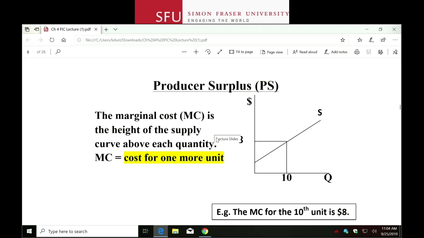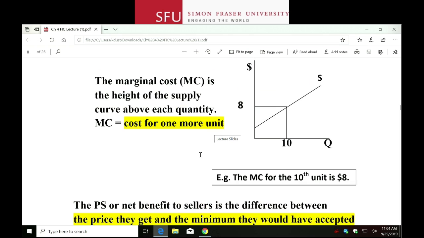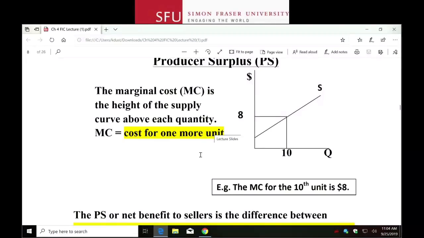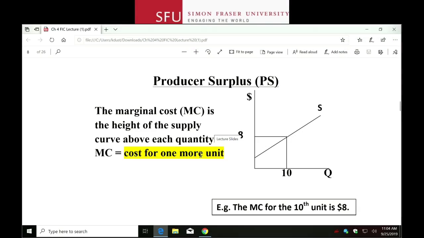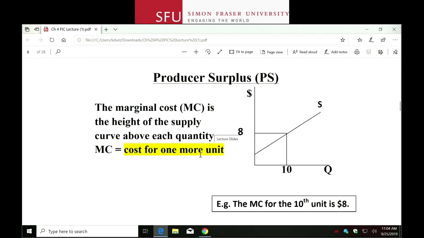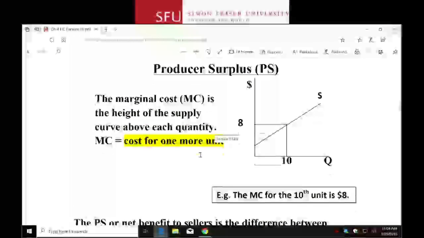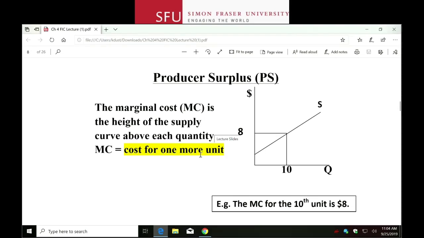All right, now the supply curve, oh, I don't know why that's there. What's that there? I don't know why it says lecture slides. Won't go away. Oh well. Okay.